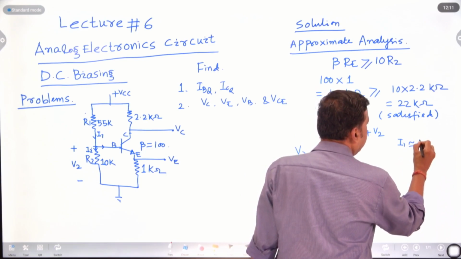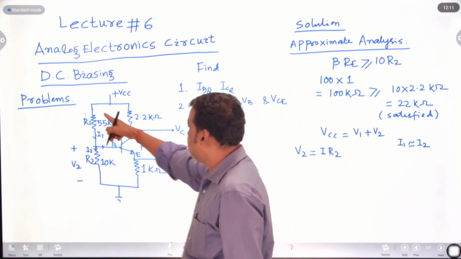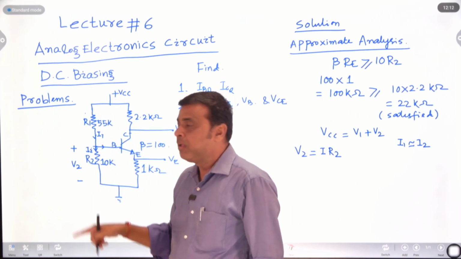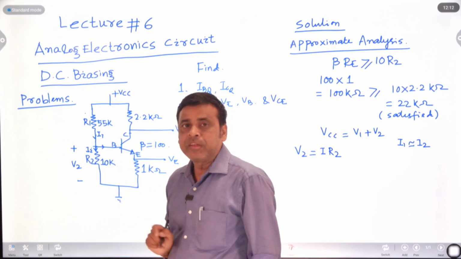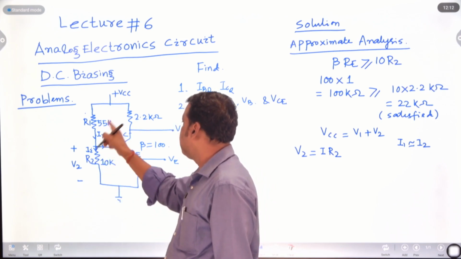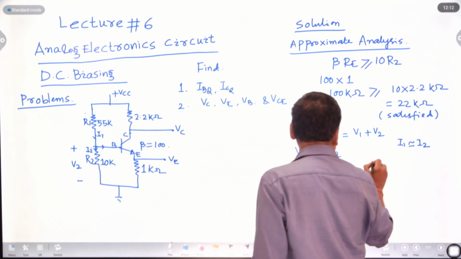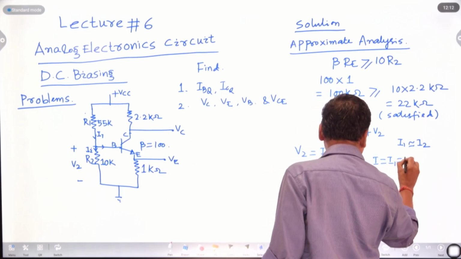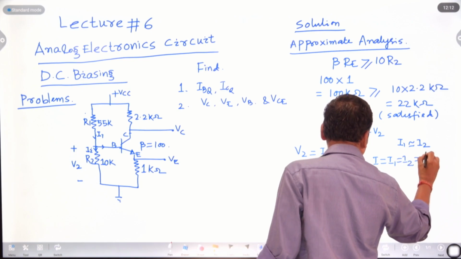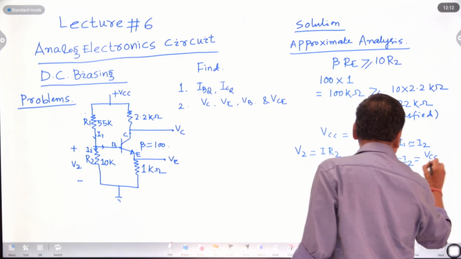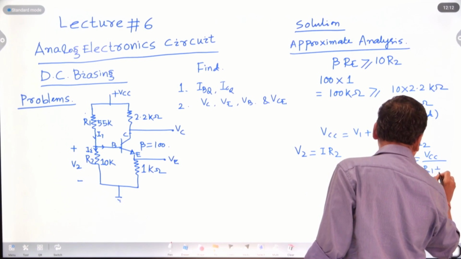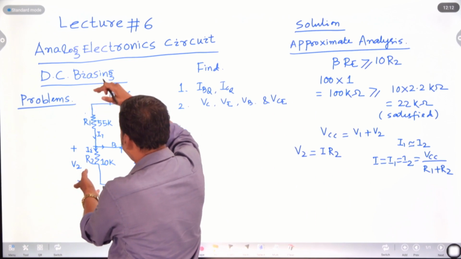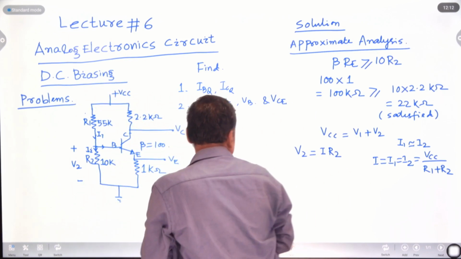If the current is the same, the resistances R1 and R2 are in series. Now the resistances are in series. What is the total current value? I equals I1 equals I2 equals the total voltage VCC divided by R1 plus R2. So VCC divided by R1 plus R2 is your current I.